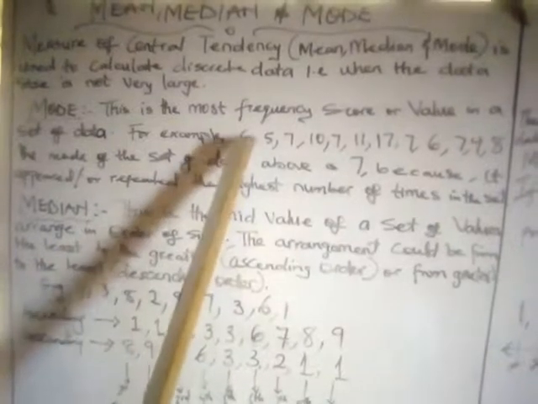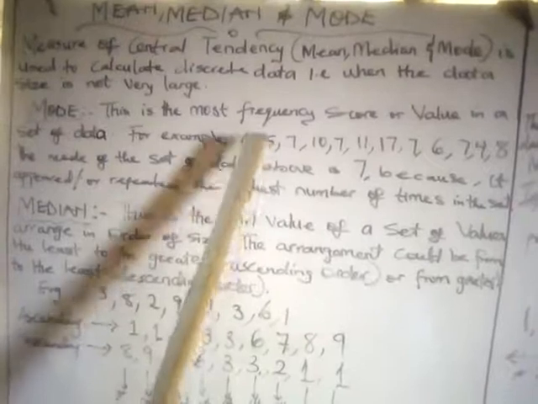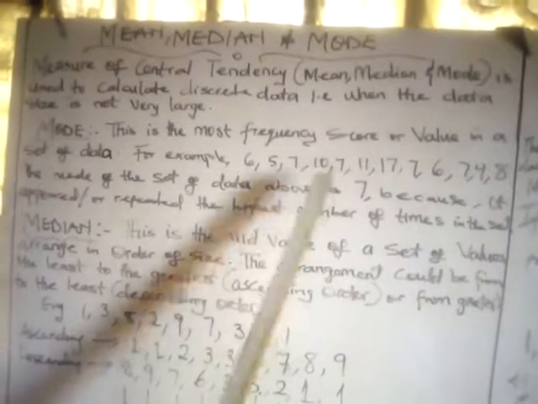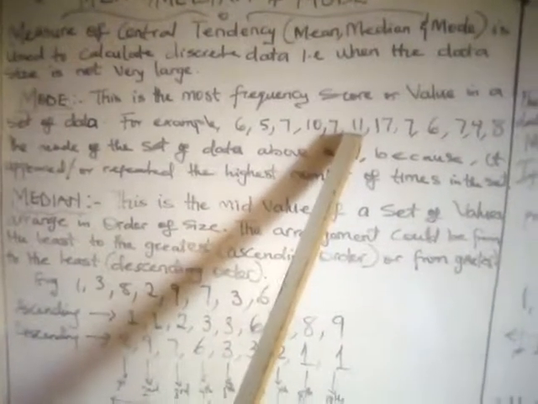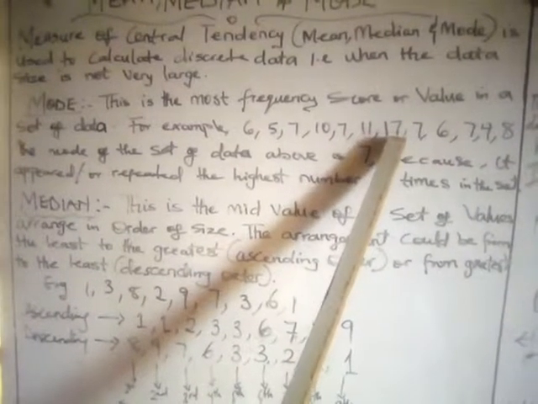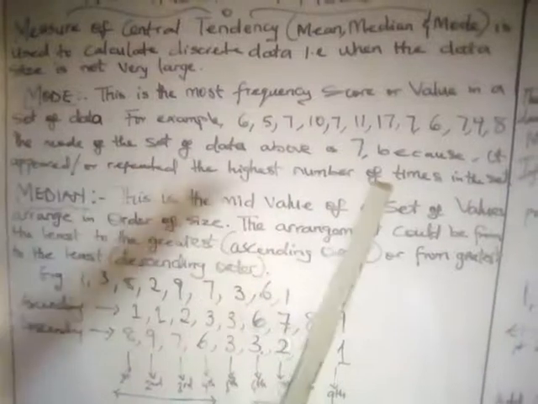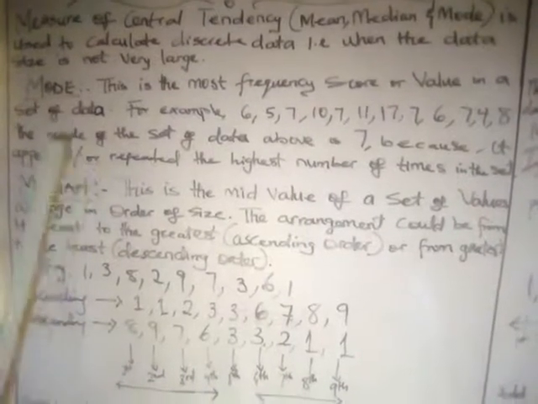So how many times do we have 6? We have 6 two times. How many times do we have 5? Just 1 time. How many times do we have 7? We have 1, 2, 3, that is 3 times. How many times do we have 10? Just 1 time. How many times does 11 appear? Just once. How many times does 17 appear? Just once. And 8 appears also just once. So the value that appears most is 7. It appears 3 times. So that value is what we call the mode of that set of values.